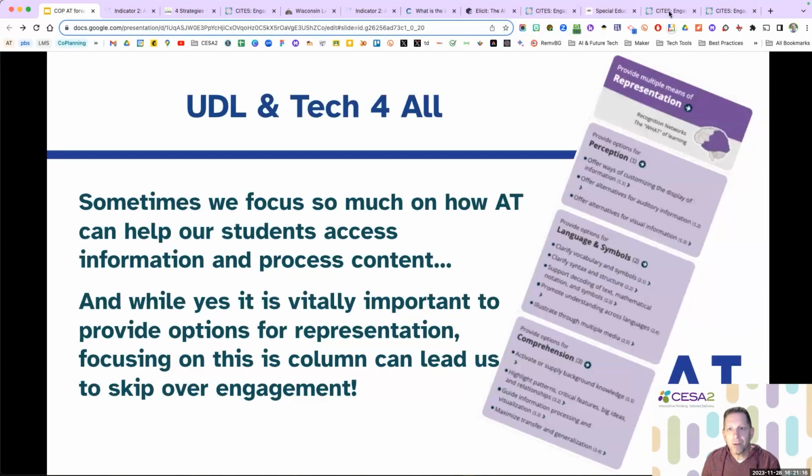So when we talk about UDL for all, and in designing strategies to remove barriers, I think sometimes we focus on the academics, and a lot of times we know that technology can help provide multiple means of representation, right? And we know that it's important for our students to have these tools so that they can process the content. And we know how important it is to use these tools.